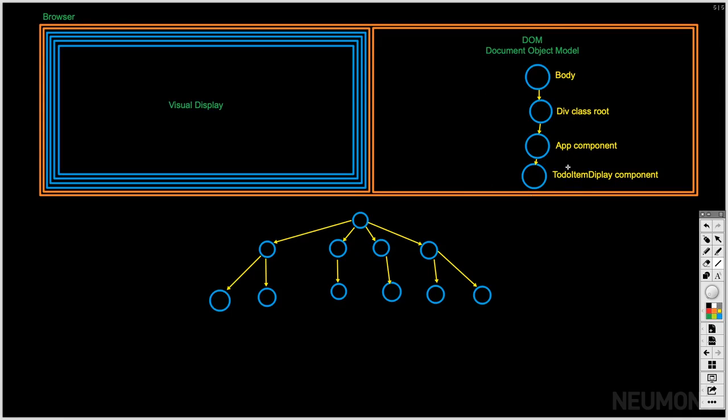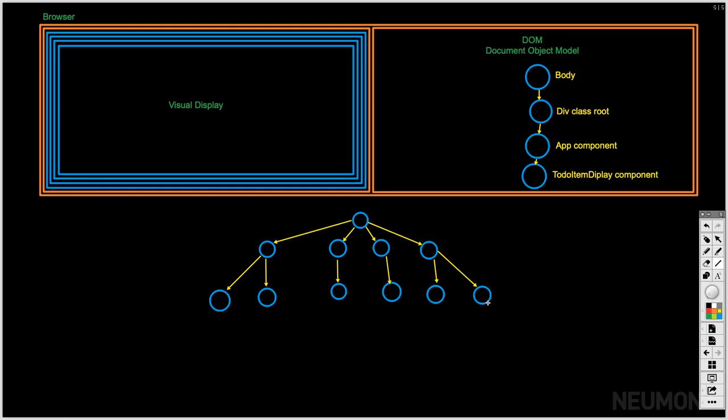Now, each time the document is modified by JavaScript, so each time a new element is added to our document, our DOM is re-rendered by the browser. Okay, so every time we add something, we get a re-render of the browser window. And as this becomes super complex, those renders get slower and slower.